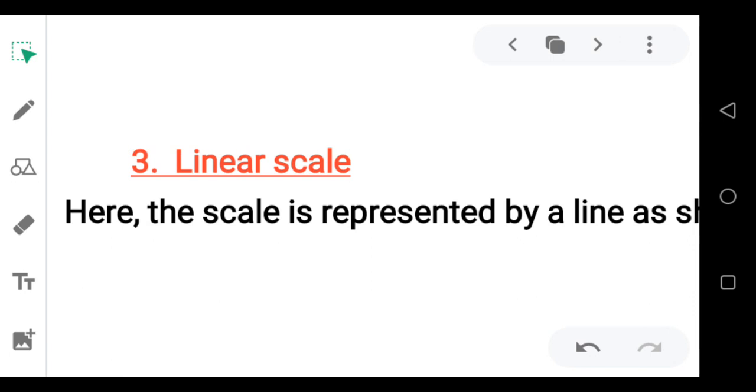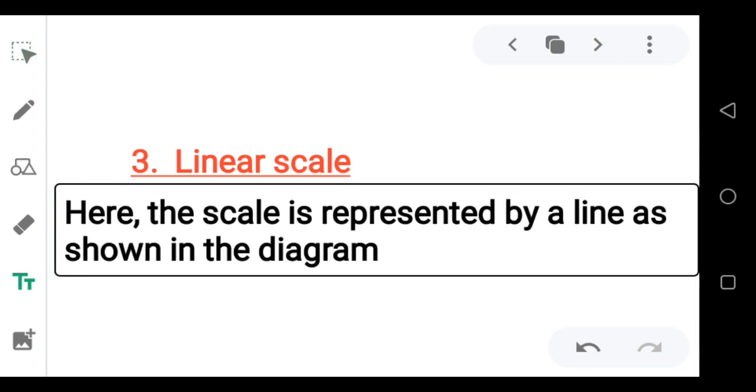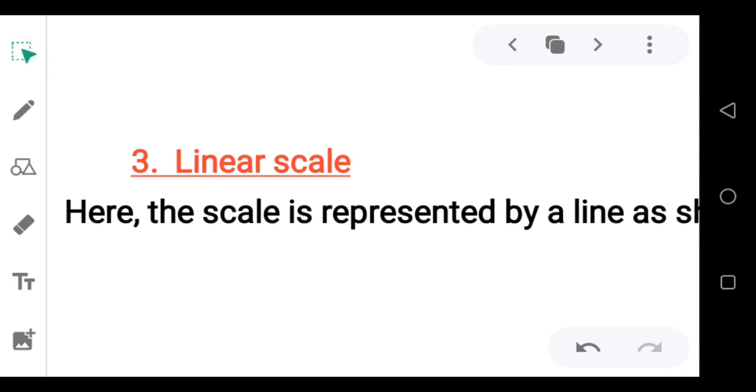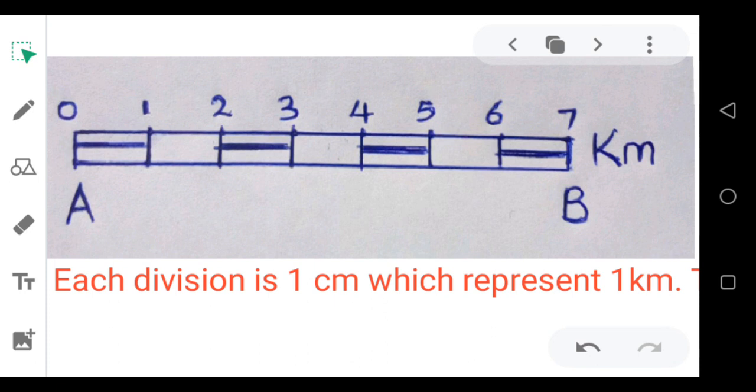Now, the third type of scale is the linear scale. Some people call it the line scale. Here, the scale is represented by a line, as shown in the diagram. Can you see? Look at the line diagram. This is an example of a linear scale.